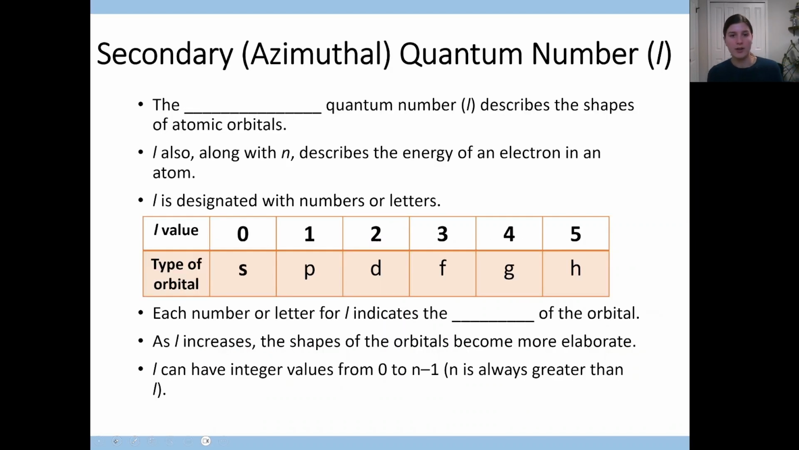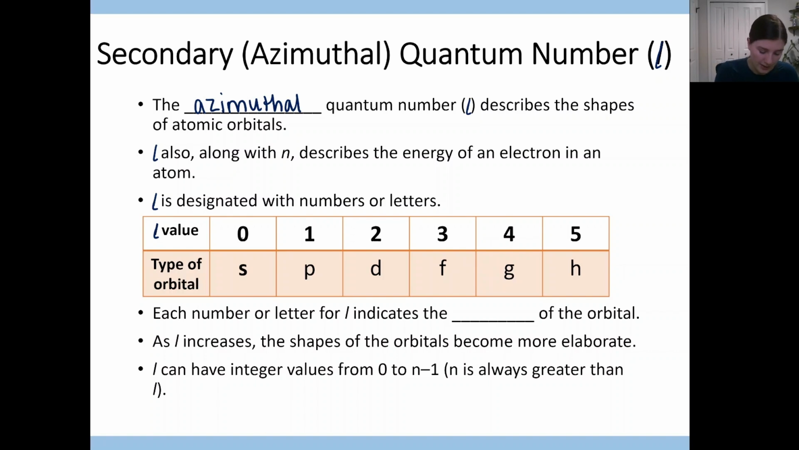The secondary or azimuthal quantum number describes the shape of the atomic orbitals. This is l, lowercase l, and along with n, it describes the energy of an electron in an atom. Make all of those l's, they kind of look like i's, but they are all l's. So this describes energy, and l is designated with numbers or letters. We will often say that the value for l is 1, 2, 3, 4, 5.